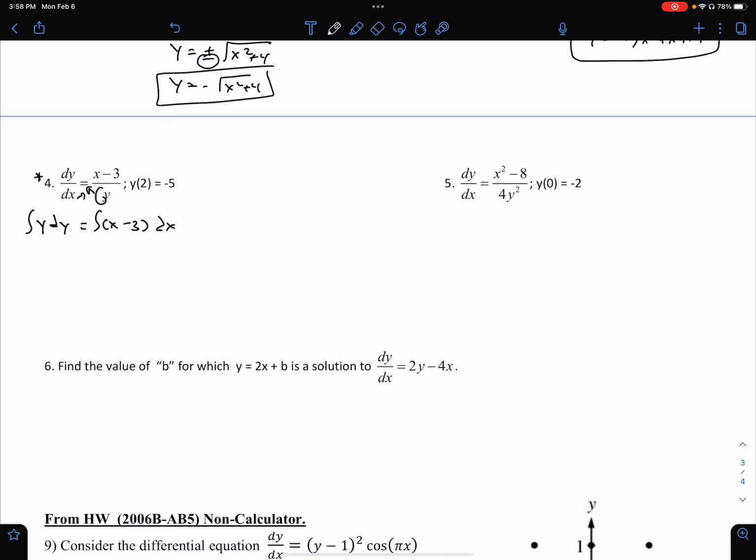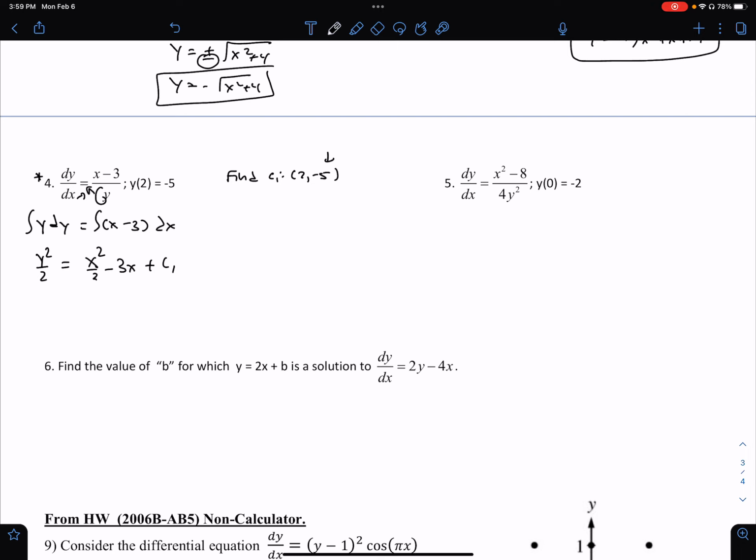And now we get to integrate. That's going to give us y squared over 2 equals, over here, x squared over 2 minus 3x. Don't forget the plus c. Remember, we don't need to put a plus c here. We only need to put it over here. And of course, our next step is to find c1, given the initial condition 4, -5.